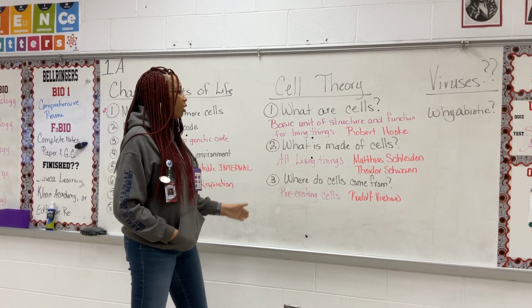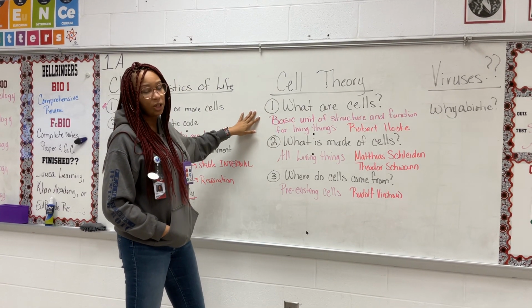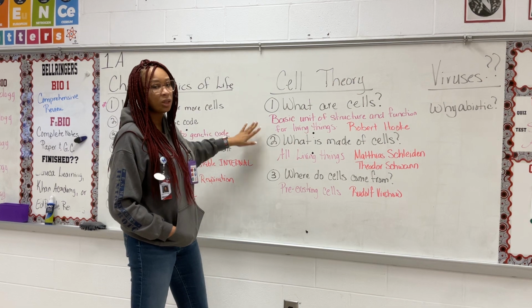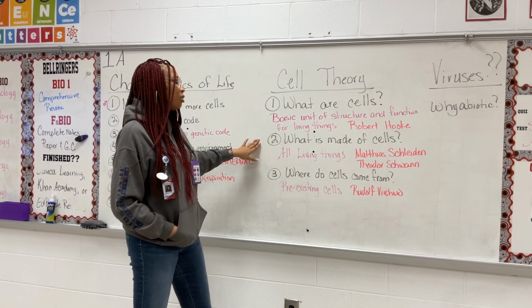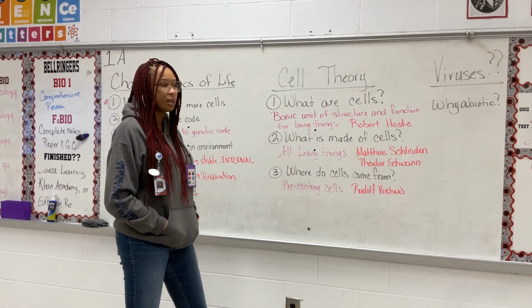So the tenets of the cell theory: 1, the cell is the basic unit of structure and function for all living things. 2, all living things are made of cells. And 3, cells come from pre-existing cells.